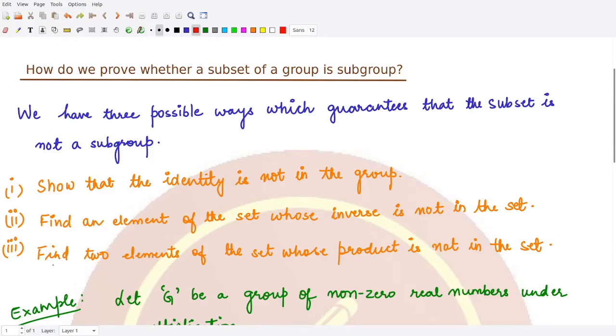And lastly, if we are able to identify two elements from the set such that when we multiply them, or we can say if we apply the group operation onto them, the result is not present in the set, right? So this is the third point. In order to understand this, let's see several examples.